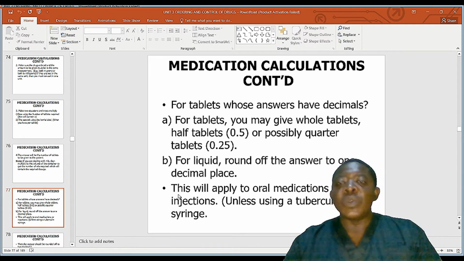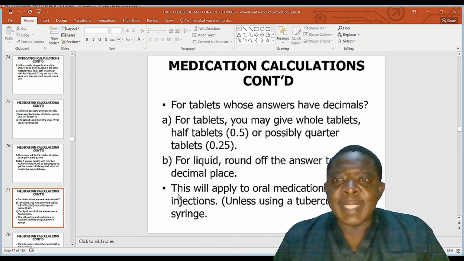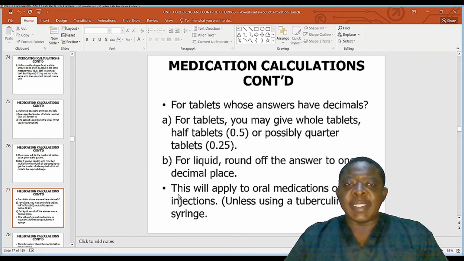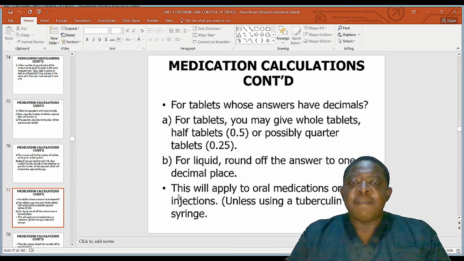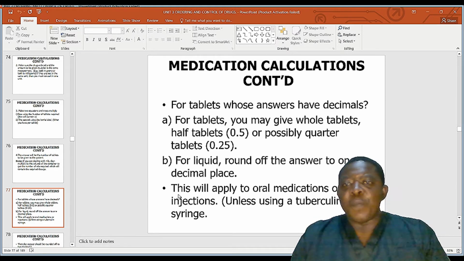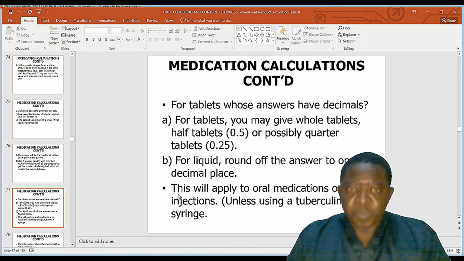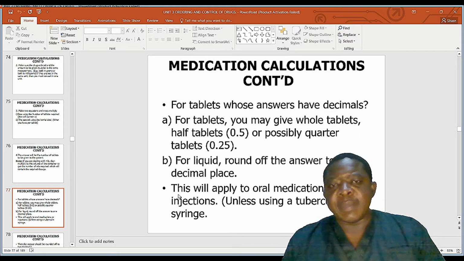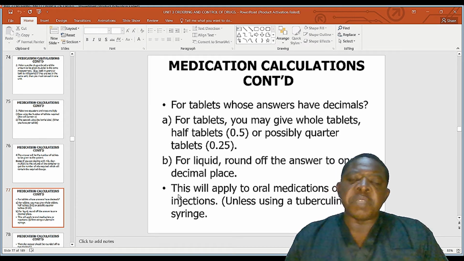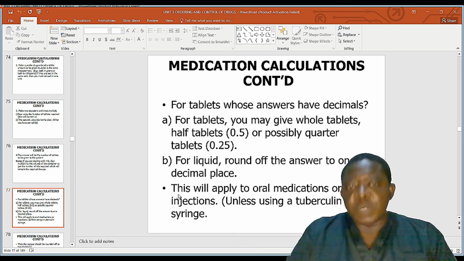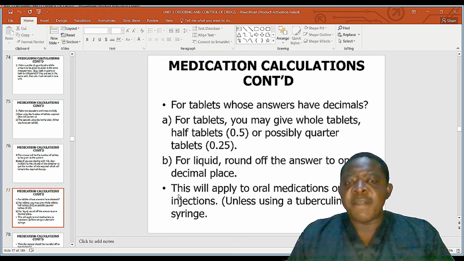For tablets whose answers have decimals, you have to give whole tablets, that is half tablets, 0.5, or possibly quarter tablets. For those tablets that have provision for dividing, you can divide so that you come up with the right milligrams. Otherwise, it might mean you have to give the whole tablets, or you have to give the smaller dose or the upper dose.